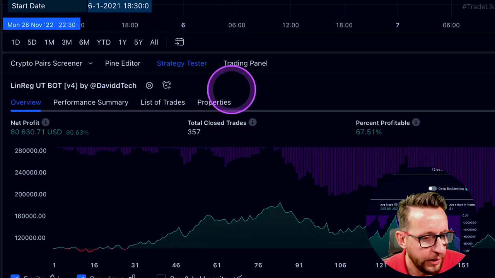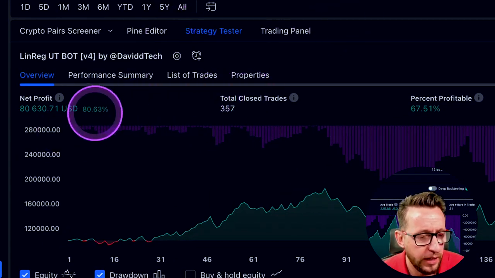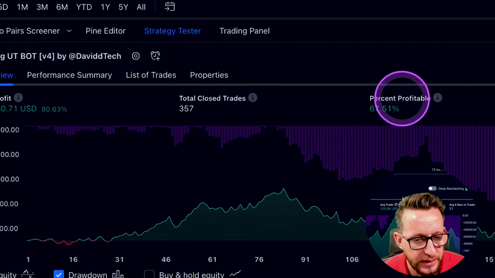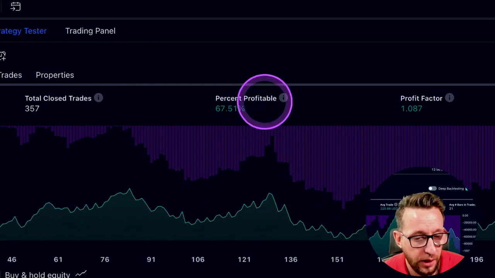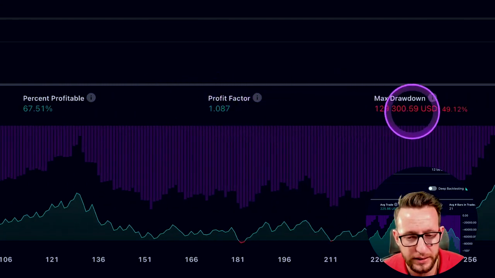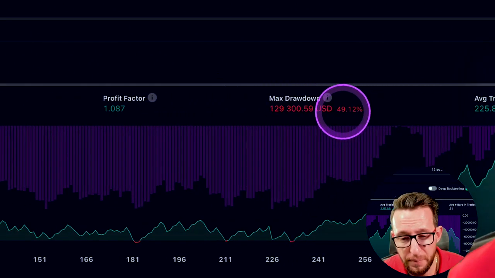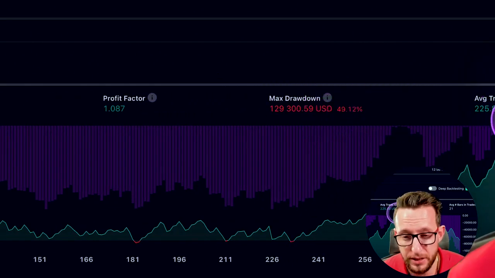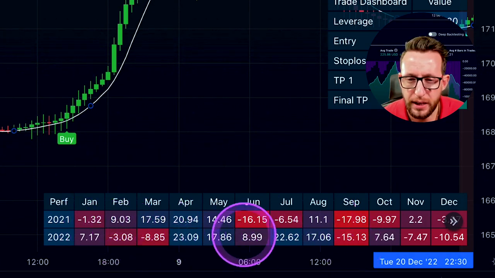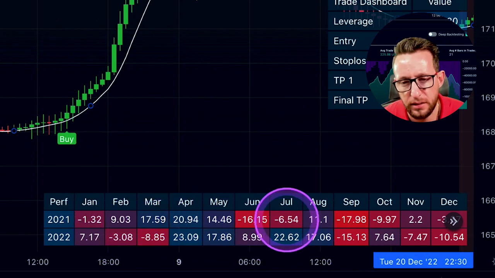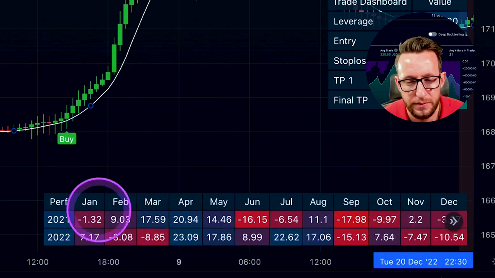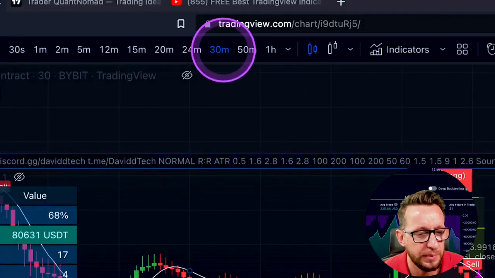Okay, looking at these results, currently we have an 80% net profit on 357 trades, 67% net profitability, and a 1.07 net profit factor. Markdown is quite big at just under 50%, which isn't good at all. When you look at all of these months here, we have about 1 in 3 that are at a loss of each of the months. There's 2 years of information there. Like I said, we're on the 30-minute over there.